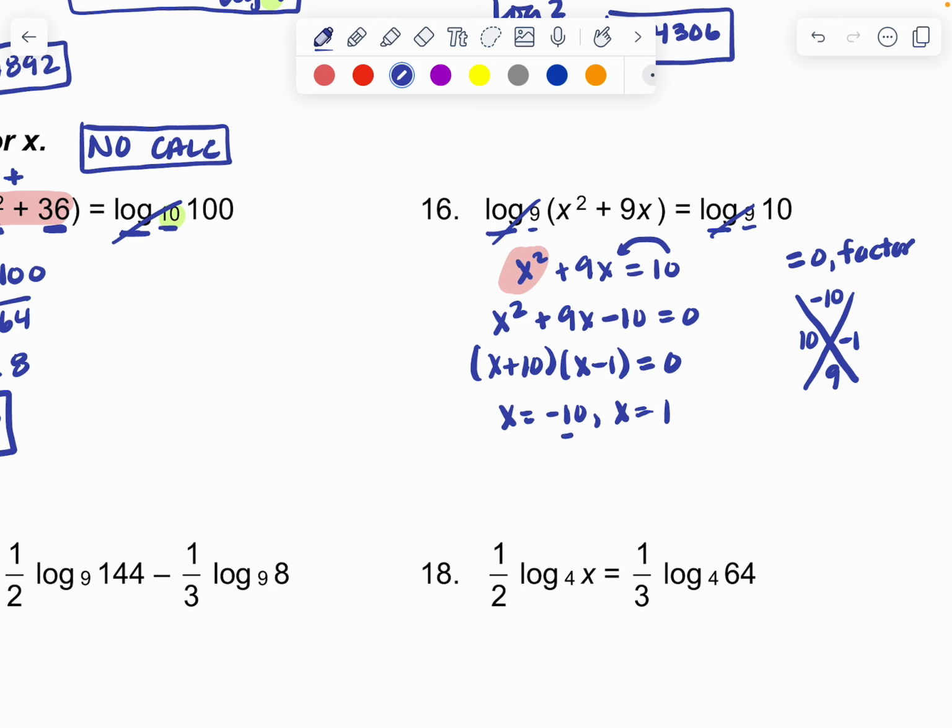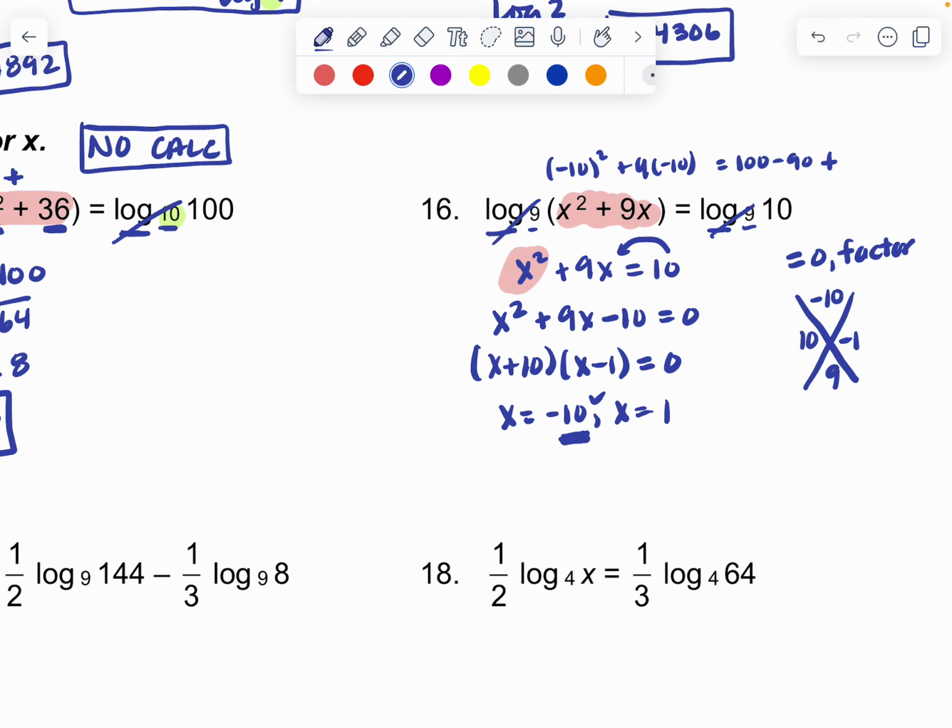So if I plug in -10, remember this part right here has to be positive. So let's make sure it makes it positive. If I plug in a -10, -10 squared plus 9 times -10. Is that a positive number? Well, let's try. That's going to be 100 minus 90. Oh, that's positive. That means -10 checks out. That is a good answer.